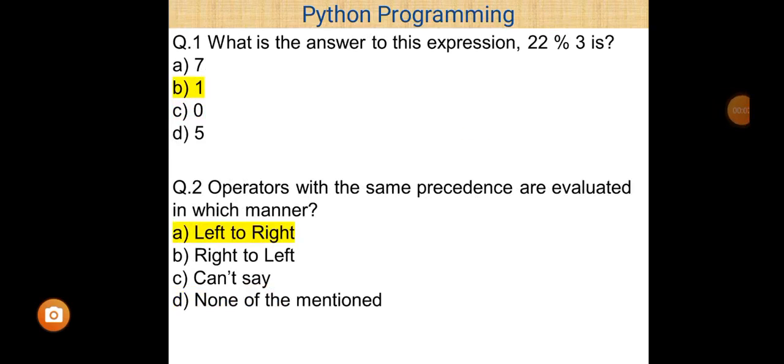Hello students, today our topic is Python programming, and in this lecture we are going to discuss some output based question answers related to Python programming. So basically these questions are related to operators. So let's start. Our first question is, what is the answer to the expression 22 modulo division 3?